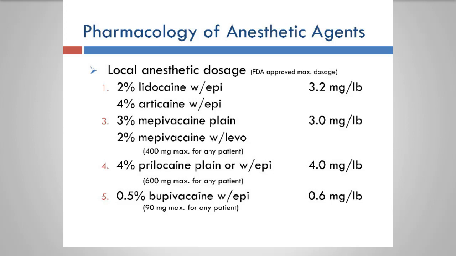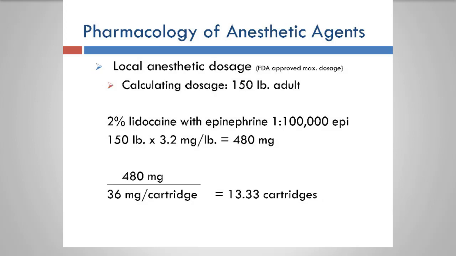You'll reach this limit with a 135-pound patient for bupivacaine. You'll reach the limit of prilocaine at a 150-pound patient. But with lidocaine and articaine, there is no limit there. So what does this mean? If we take 2% lidocaine with 1 to 100,000 epinephrine, a 150-pound patient, 3.2 milligrams per pound, we can inject 480 milligrams. Divide that by 36 in a 2% cartridge, and we can inject 13 1/3 cartridges.